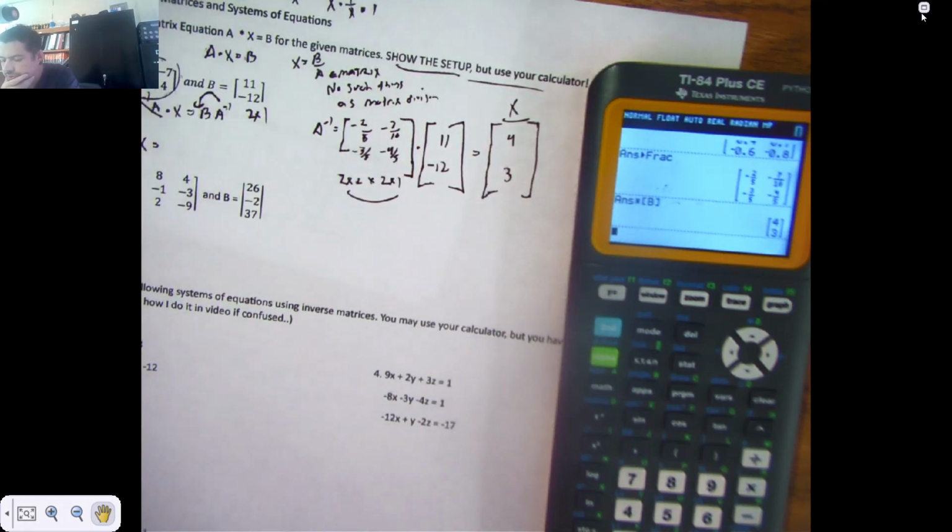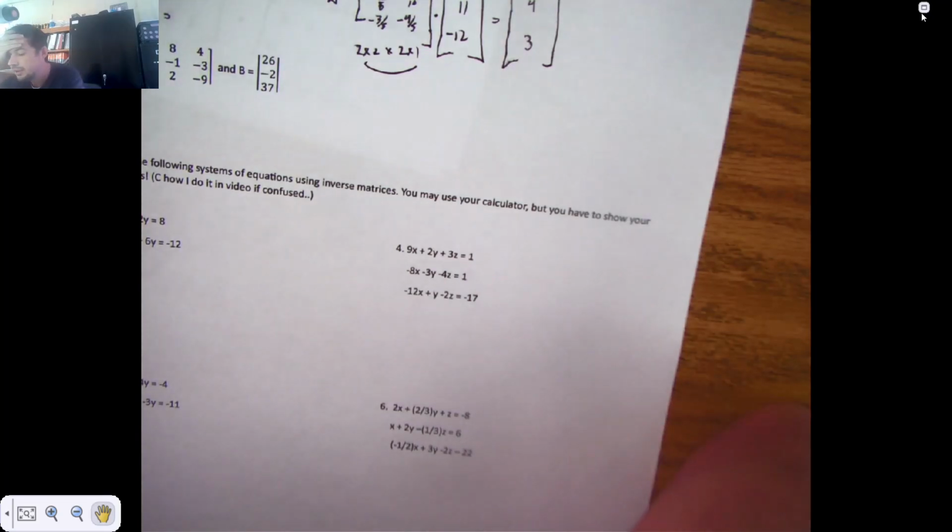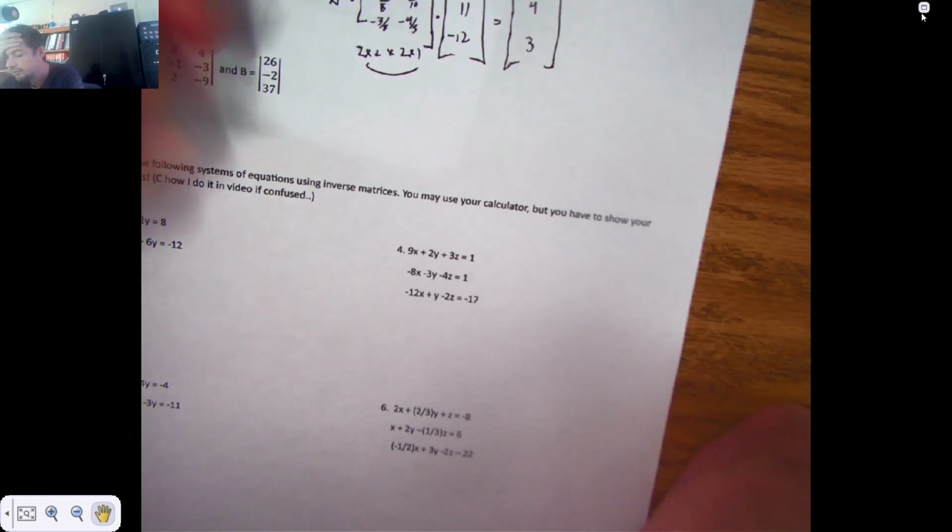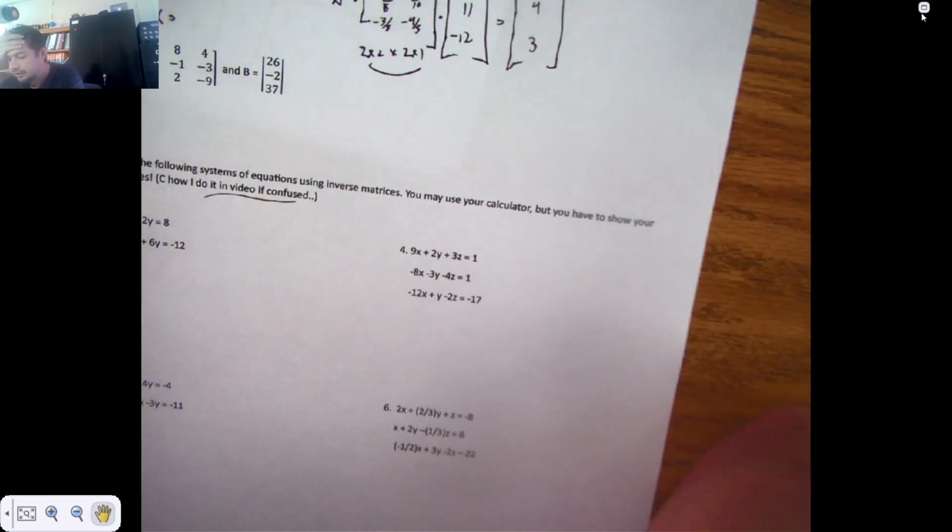All right, you can do 2. Let's see here. Bottom set says solve the system of equations using inverse matrices. You may have to use your calculator, but you have to show your matrices. See how I do it in the video if confused. And I'm just going to do 4. One of these may not be answerable. It may not have an inverse. So one of them may not be doable.